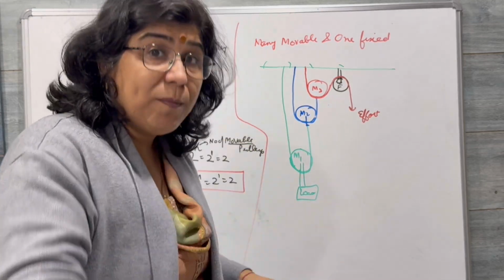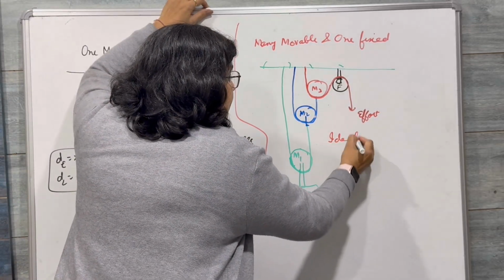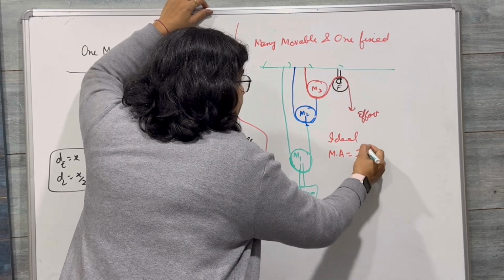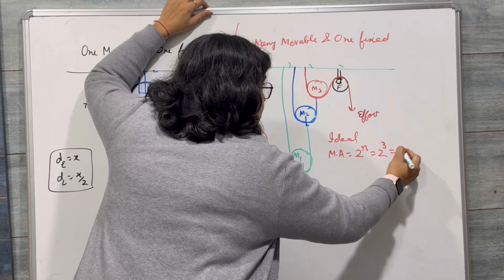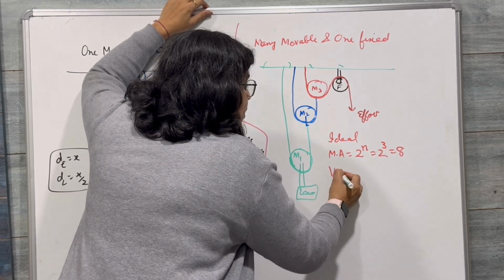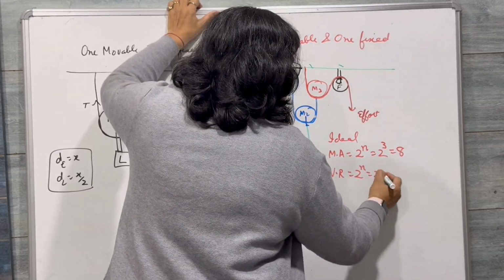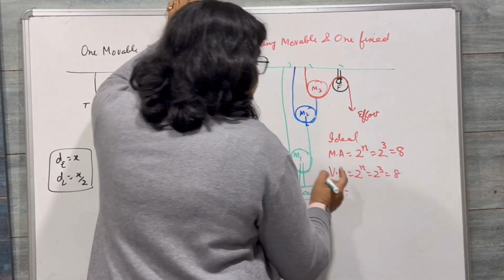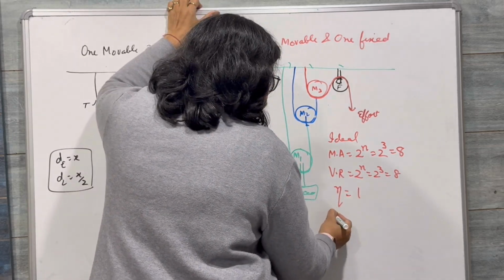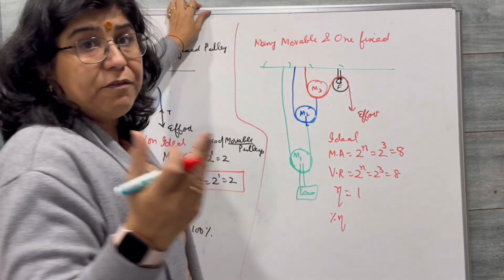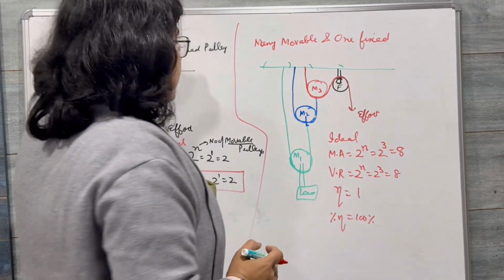But how many movable pulleys? That is 3. Again, the ideal case, mechanical advantage is 2 raised to power n, where n is the number of movable pulleys. It's 2 raised to power 3, that is 8. Velocity ratio is also 2 raised to power n, again 2 raised to power 3, 8. Efficiency is mechanical advantage over velocity ratio. That is 1. Percentage efficiency is mechanical advantage by velocity ratio into 100, so it will be 100%. This is for the ideal case.